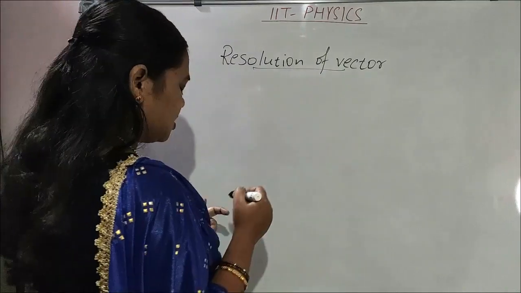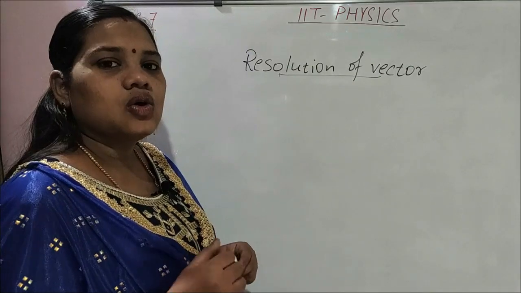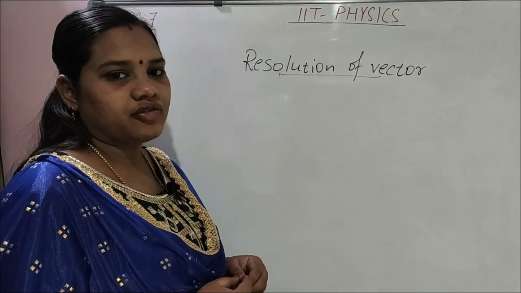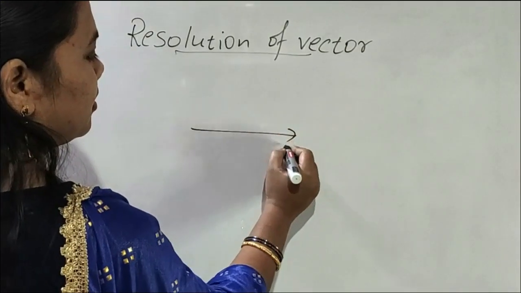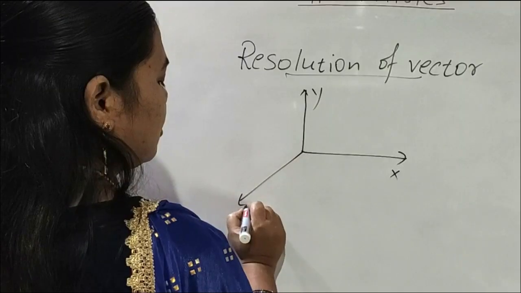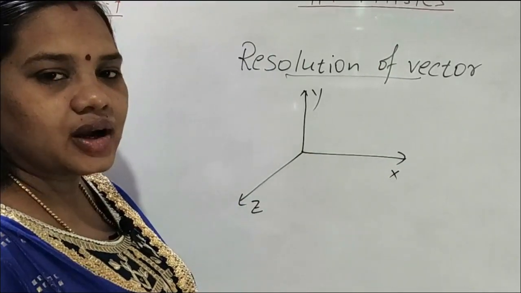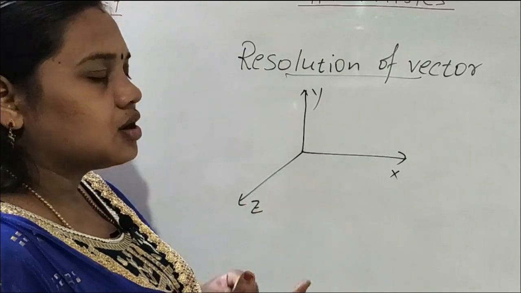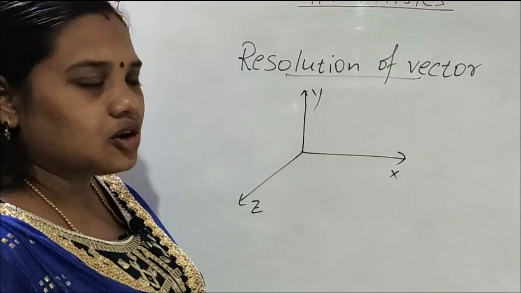Resolution of vector is the process of dividing a vector into parts. Those parts are known as components of the vector. Generally we have three directions, is it not children? X direction, Y direction and Z direction. When the vector is divided into three parts or three components, resolution means dividing a vector into parts. That is called resolution of vector.